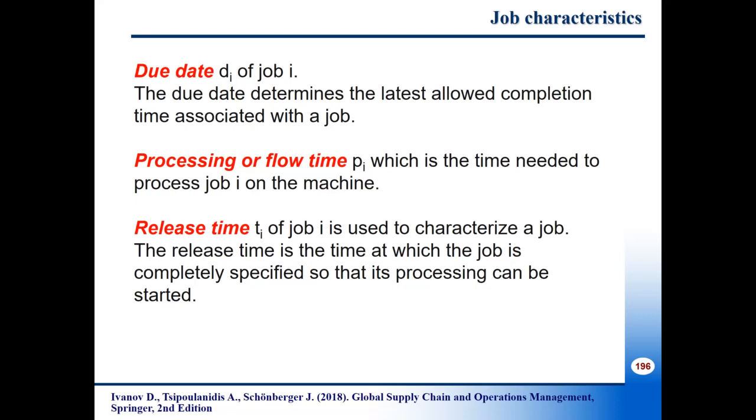We have also processing or flow time p_i, which is the time needed to process job i on the machine. And then release time r_i of job i is used to characterize a job, that the release time is the time at which the job is completely specified so that its processing can be started.